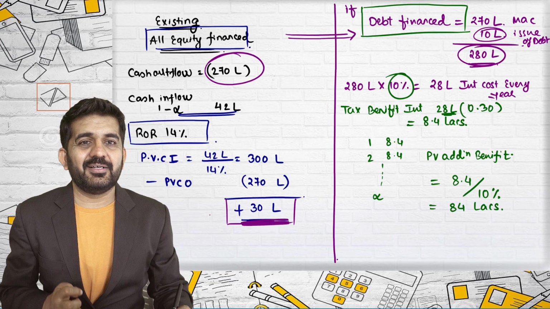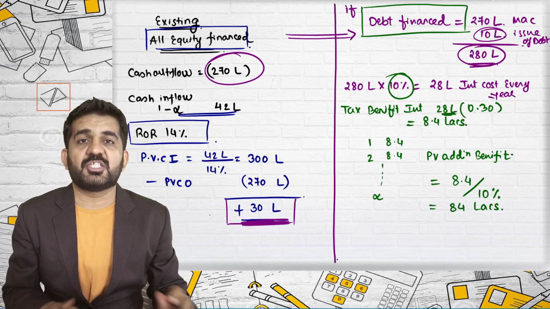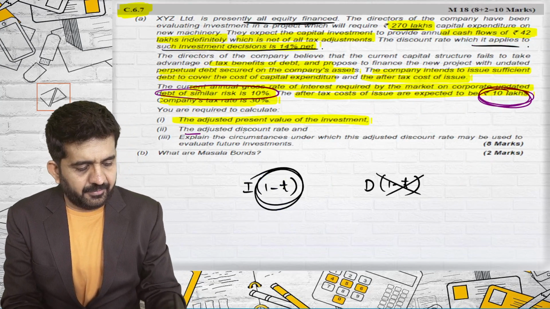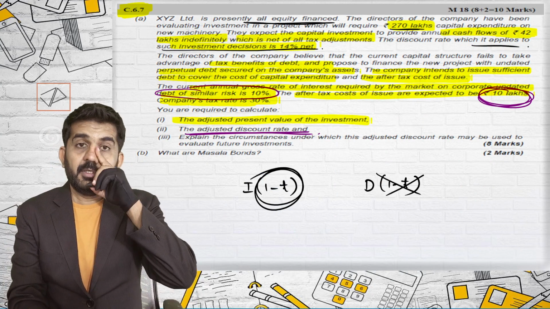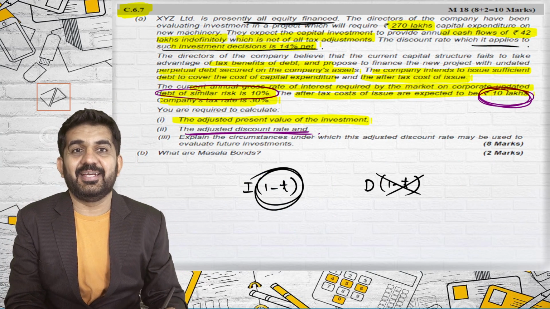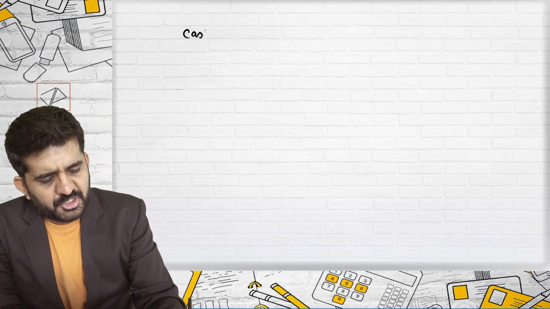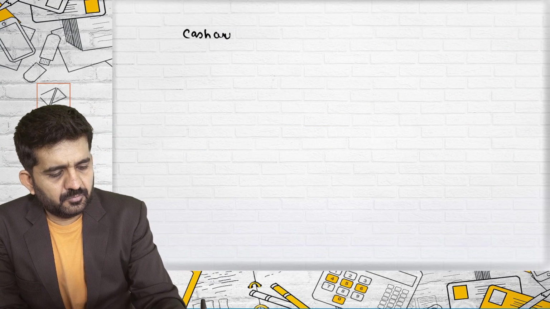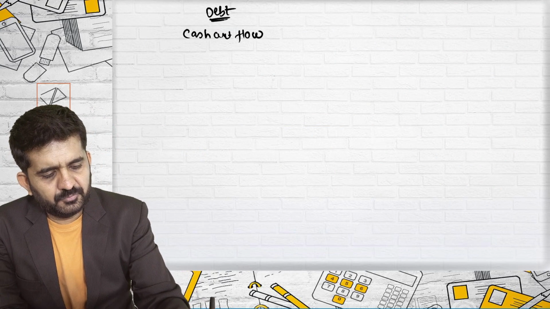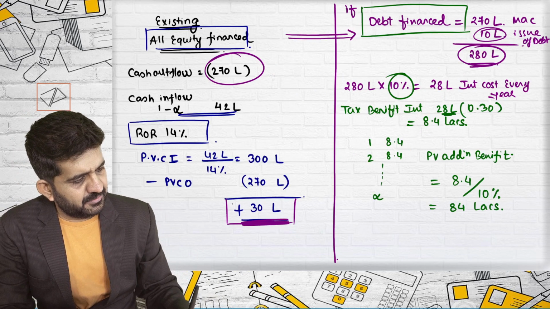You will need to see it 2-3 times to understand the concept because it is an extremely deep concept. Try to understand. Second is also the same thing. Find out adjusted discount rate. Now, what is your cash outflow if you finance it through debt? You need to consider this 10. So it is 280 lakhs.